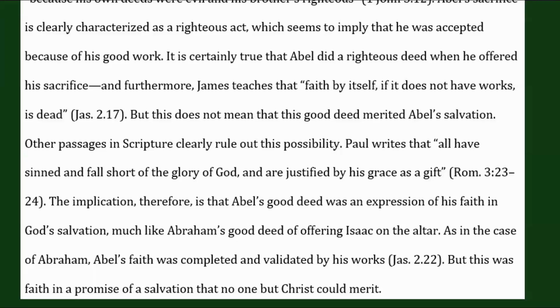Notice, right, how this student really leans into that concession and says, yes, there are things that you're getting right. However, right, that doesn't nullify my argument. It is certainly true that Abel's deed was a good deed. It was good fruit that flowed out from his faith, that validated his faith, that completed his faith, to use the language of James chapter 2, right? But this doesn't mean that that sacrifice merited his salvation. It's clear that what was important was the faith, and that the good deed was an expression of genuine faith.